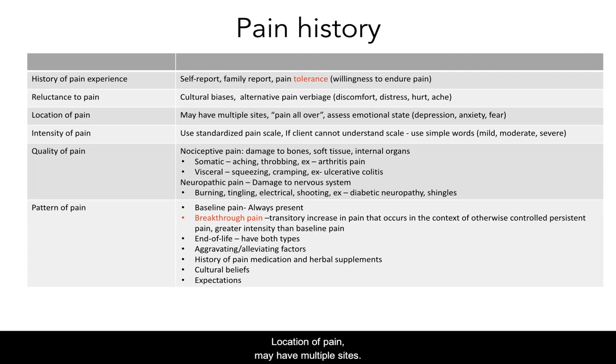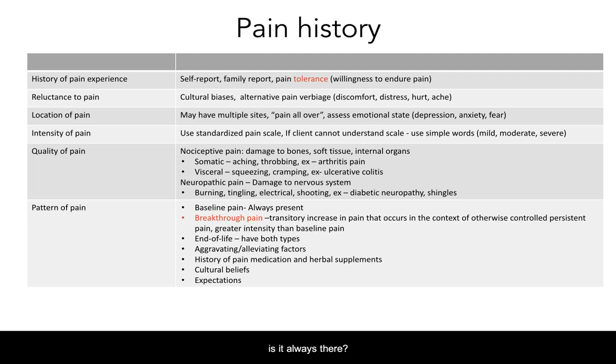Location of pain may have multiple sites. They might say that their pain is all over. Intensity of pain, when you use a standardized scale, you're able to quantify the pain. Quality of pain, nociceptive pain, damage to the bones, soft tissues, internal organs. Is it somatic? Is it visceral? Is it neuropathic? Find out what kind of pain it is when you're collecting their pain history.